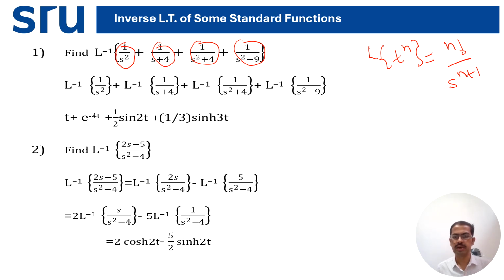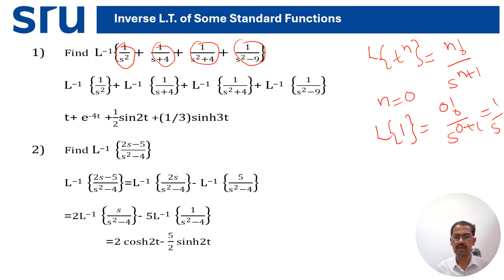Laplace transform of t to the power n is n factorial by s to the power n plus 1. If you put n equal to 0, what do you get? t to the power 0 is 1. So with n equal to 0, we get 0 factorial by s to the power 0 plus 1. 0 factorial is 1, so 1 by s. The Laplace transform of 1 is 1 by s.